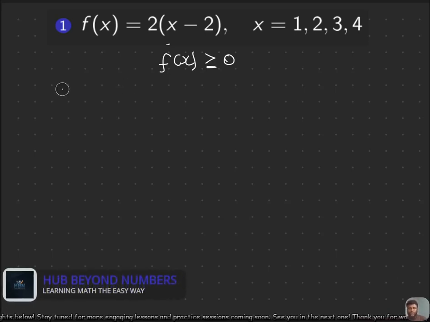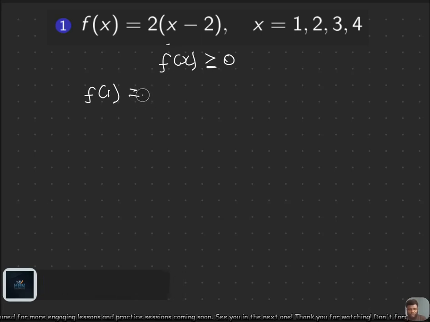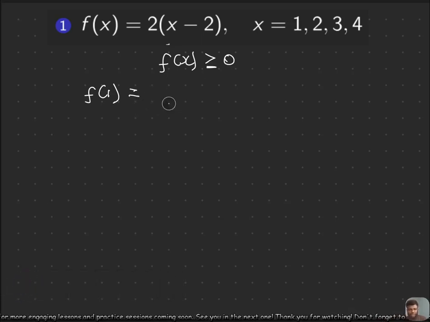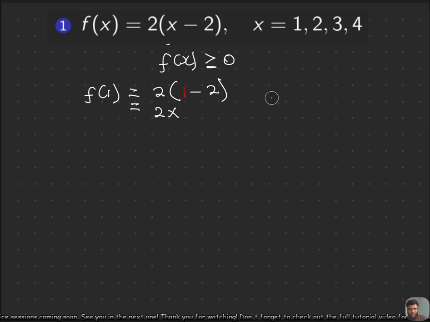For the first one, we are solving for f of 1. We already know the function is 2 into bracket x minus 2, so anywhere you see x, put 1 there. So you have 2 into bracket 1 minus 2. Evaluating, 1 minus 2 gives us negative 1, and 2 times negative 1 gives us negative 2.